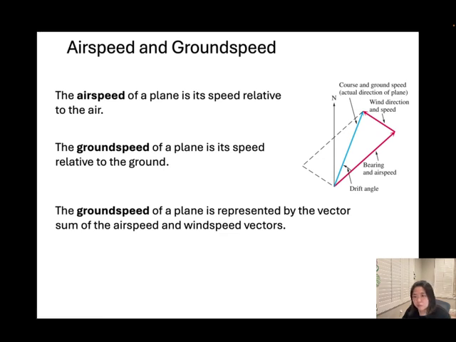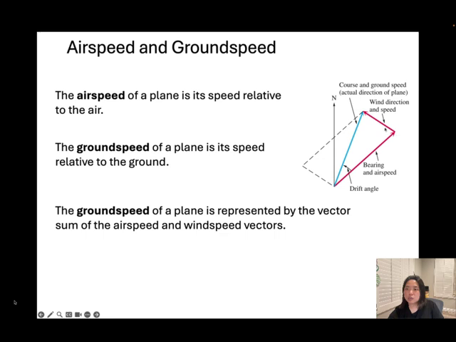So this is talking about how we have the bearing and the airspeed going this way, right? But at the same time, we do have the wind. And the wind makes the bearing and the airspeed go a little bit this way. So that will be this line. This is the bearing and the airspeed, and this is the wind direction.